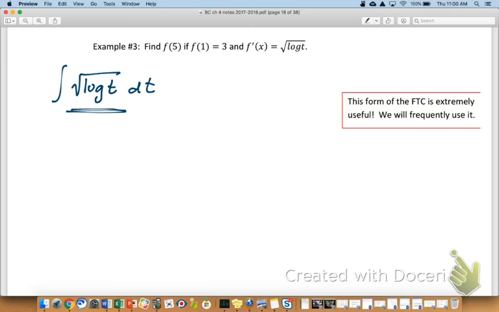So here is the really useful form of the fundamental theorem. Hopefully this will make sense. Oh, and there is a small typo on here, sorry. Instead of f of x, or f prime of x, this should be f prime of t. Sorry, that's a typo. Okay.